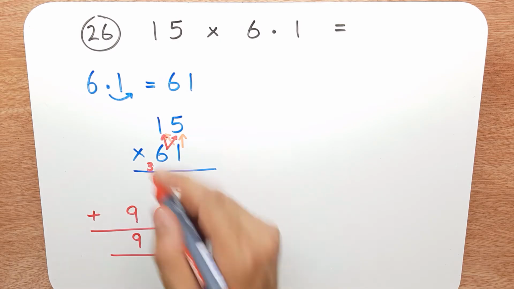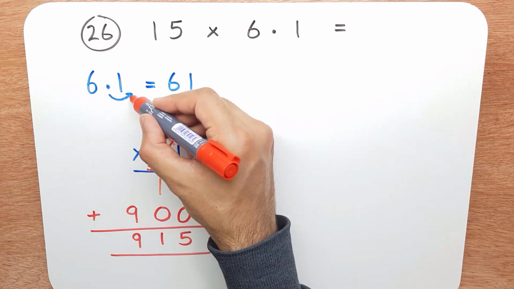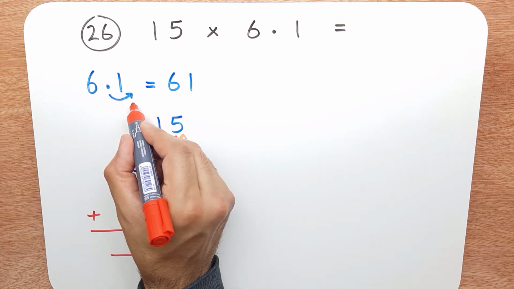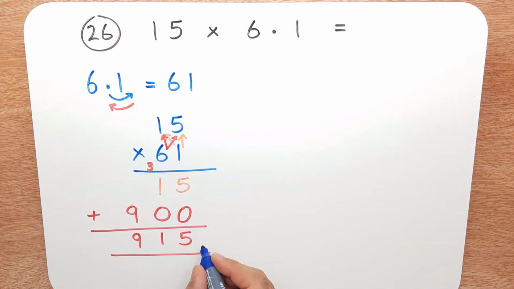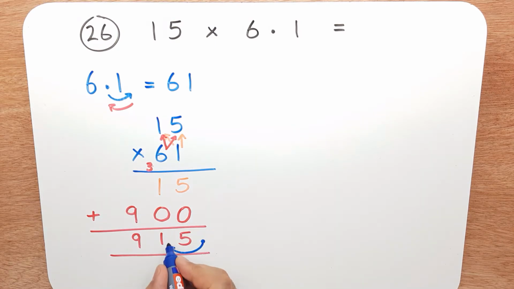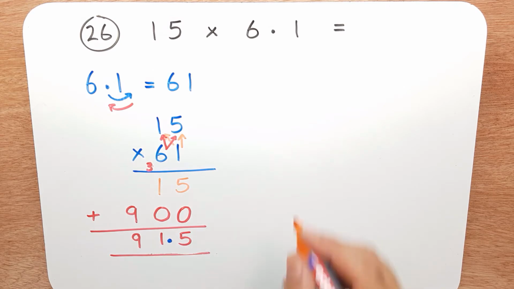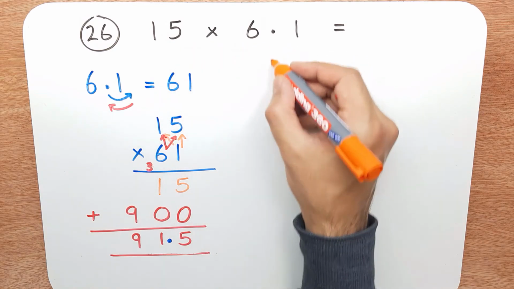But what did we do up here? We moved the decimal point up that way. We now need to move a decimal point back to undo that change. So our decimal point at this moment in time is here. So in our minds, we need to move this decimal point back. So the decimal point goes there. This decimal point disappears. And our answer is 91.5.